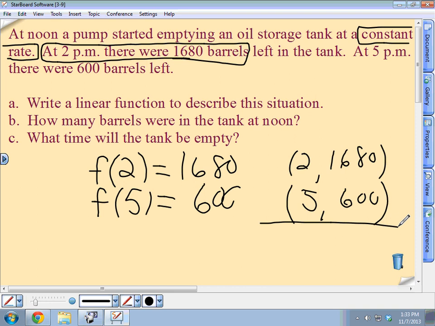Okay, well that's for the top, right? But then you have something over the bottom. You have 1,080, but over what? Negative 3. Guys, change in y over change in x. And that'll equal out to what? Negative 360. So your slope is negative 360 for your line.